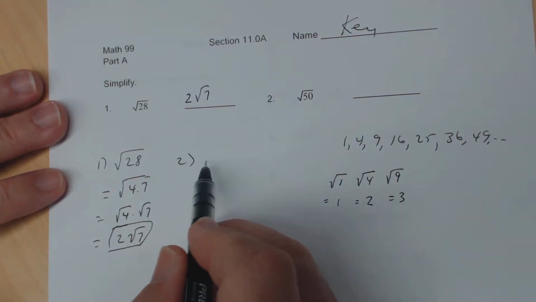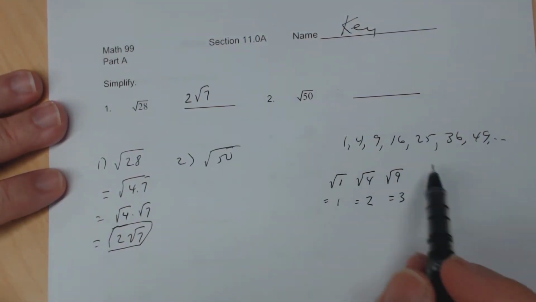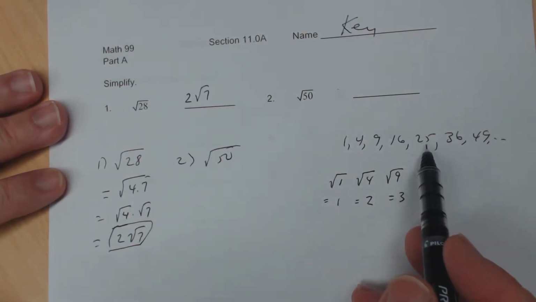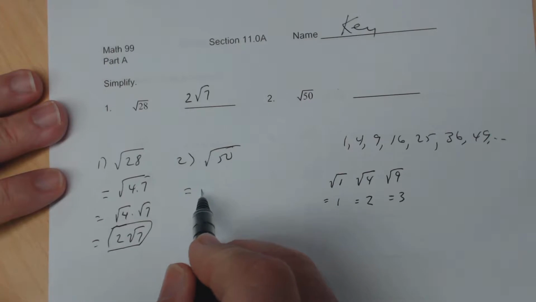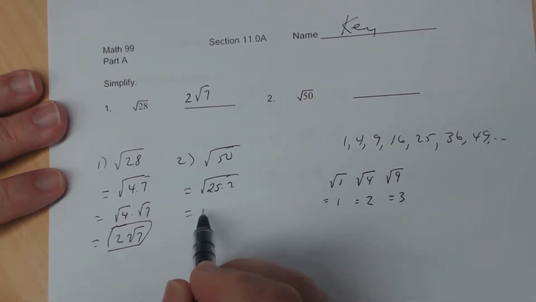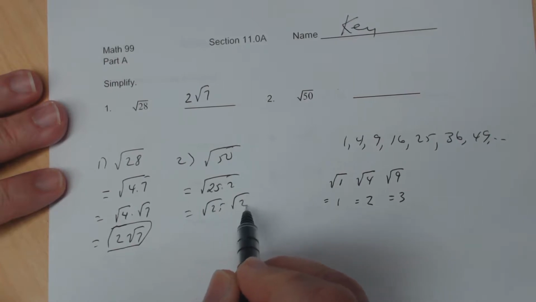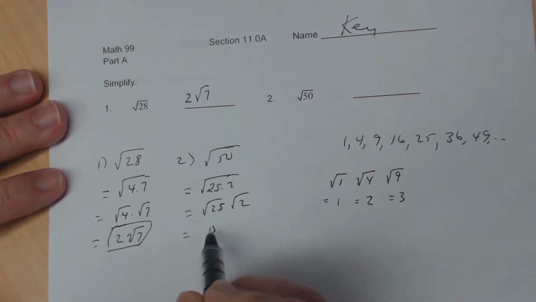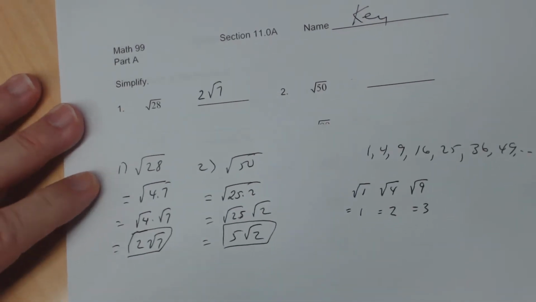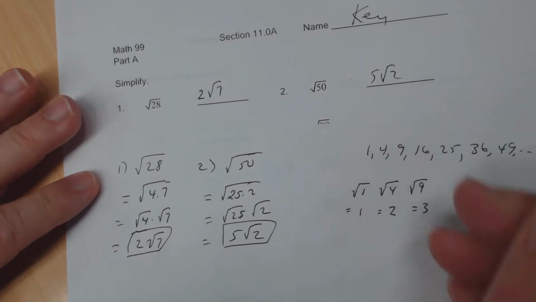Number 2, you have the square root of 50. Again, 50 is not a perfect square, but 25 is the largest perfect square that goes into 50. So I can write this as 25 times 2. So I get the square root of 25 times the square root of 2, which is 5 square root of 2. And you can't simplify the square root of 2.